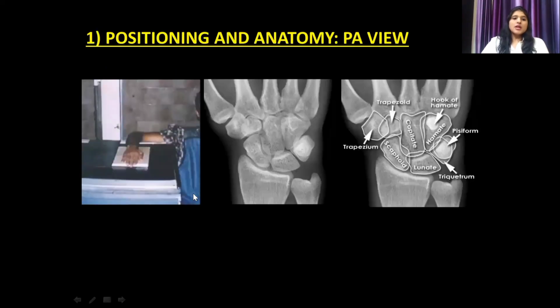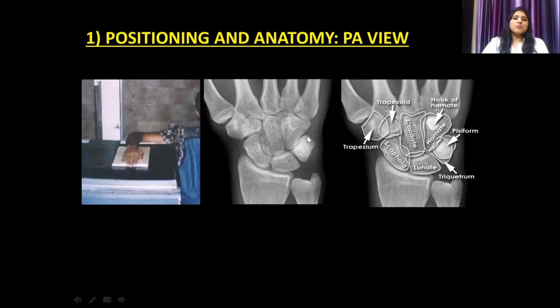So coming to positioning and anatomy, in case of a posterior-anterior view, the patient is made to sit next to the table with the shoulder in abduction by 90 degrees, the elbow in flexion by 90 degrees, and the forearm pronated with the hand and the wrist lying flat on the surface. In the second image, we can see the PA view, which is very clear, and we can see the distal end of the radius, the distal ulna, the carpal bones, and the metacarpal bases.